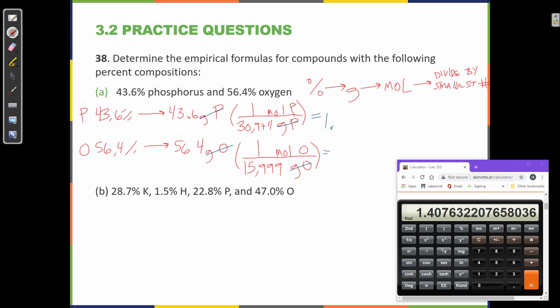I have three sig figs, so I should keep three here. 1.41 moles of P. Now let's do oxygen here. 56.4 divided by 15.999. I have 3 sig figs here, so I should keep 3 sig figs in my answer. 3.53 moles of oxygen.